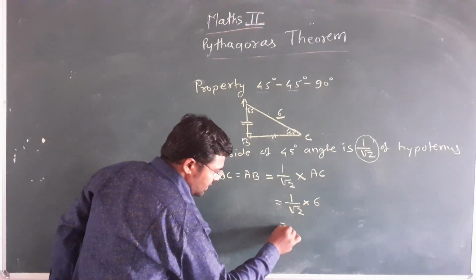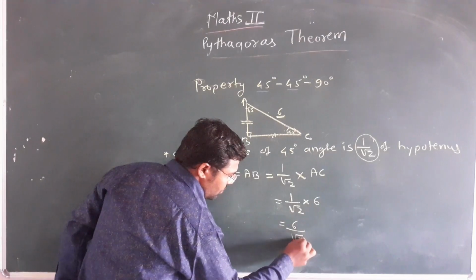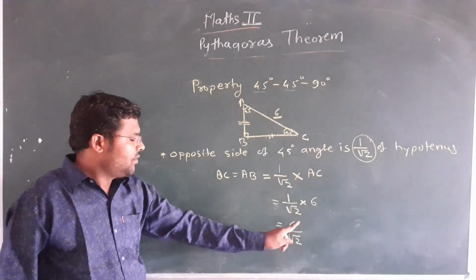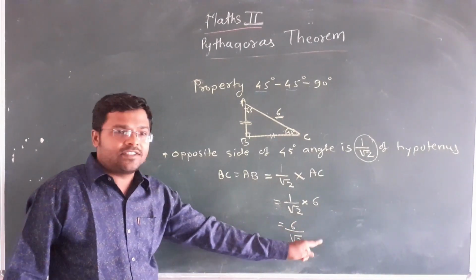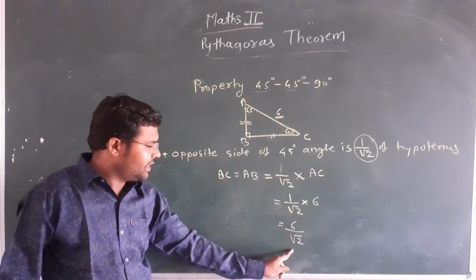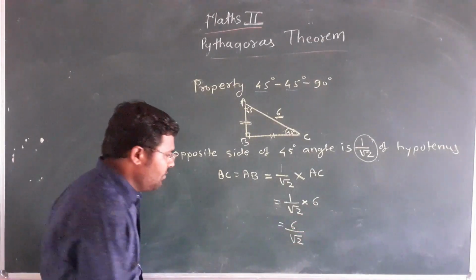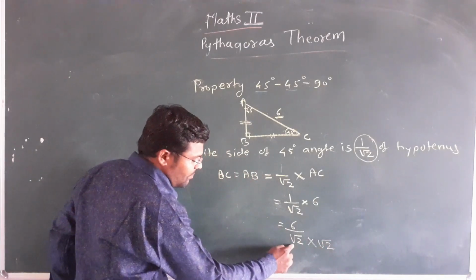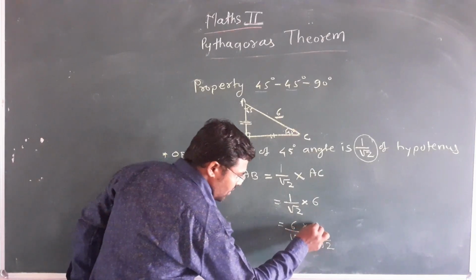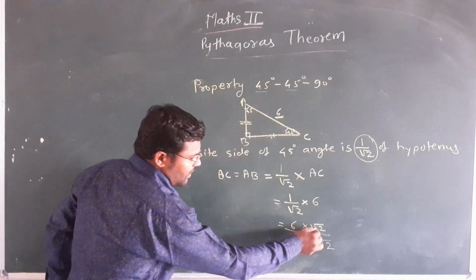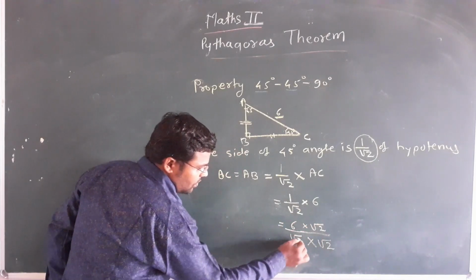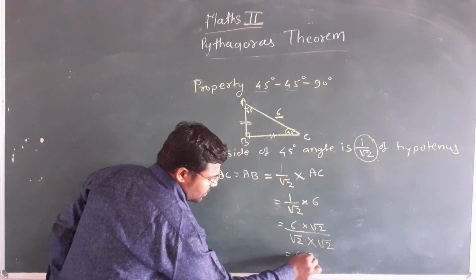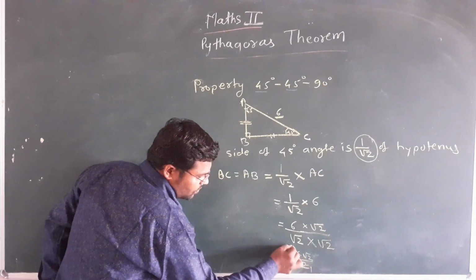Now 6 ones are 6, upon root 2. Here the denominator is a root number, so we can convert it into a natural number. We multiply by root 2. When we multiply the denominator, we must also multiply the numerator by the same number. So multiply by root 2 on both. Root 2 into root 2 is 2, and 6 into root 2 is 6 root 2. 2 ones are 2, 2 threes are 6.